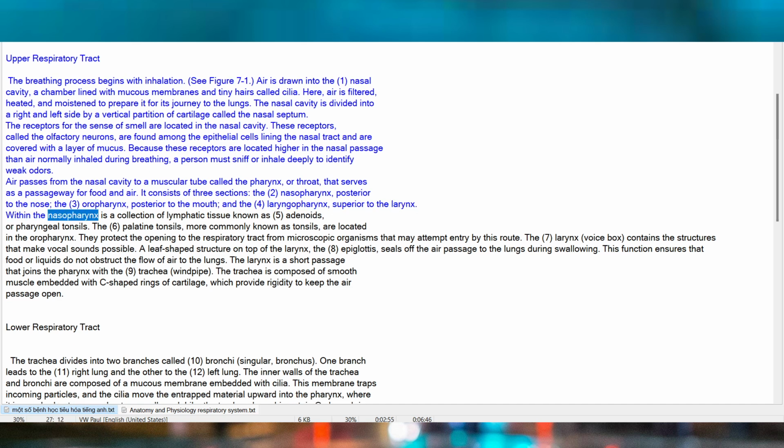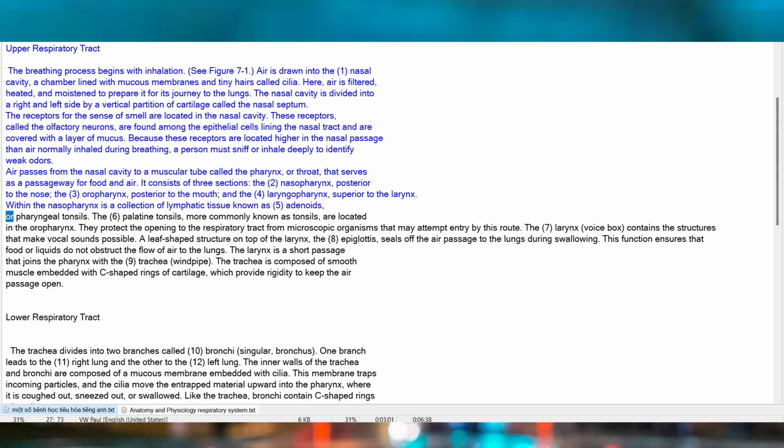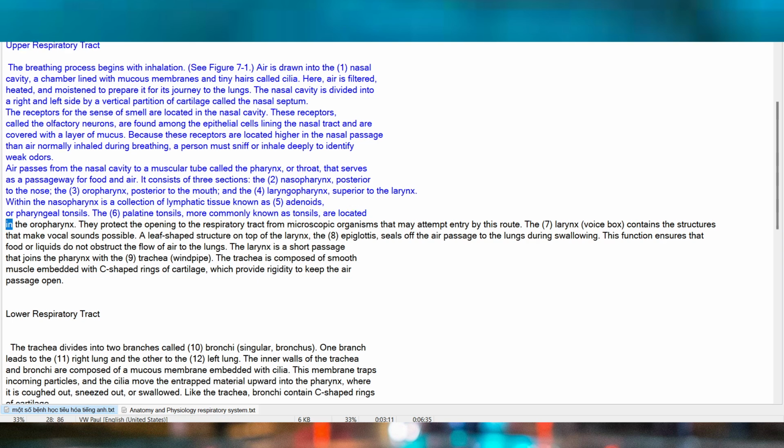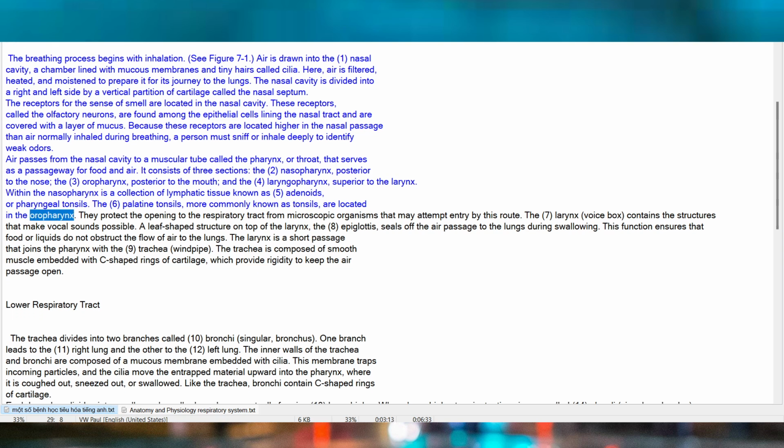Within the nasopharynx is a collection of lymphatic tissue known as 5. Adenoids, or pharyngeal tonsils. The 6. Palatine tonsils, more commonly known as tonsils, are located in the oropharynx. They protect the opening to the respiratory tract from microscopic organisms that may attempt entry by this route.